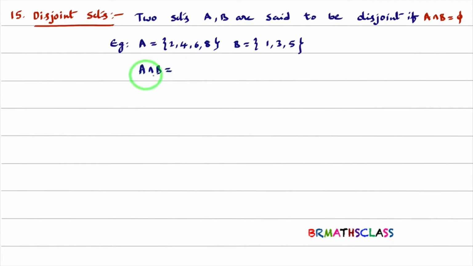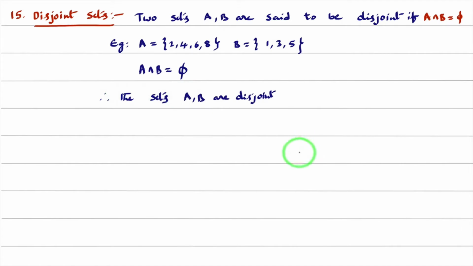Calculate A intersection B. How will we calculate A intersection B? The elements which are common in both A and B. You identify any common element present in both A and B. There is no element common in both A and B. Here A intersection B is a null set. So what do we say? Therefore, the sets A, B are disjoint.